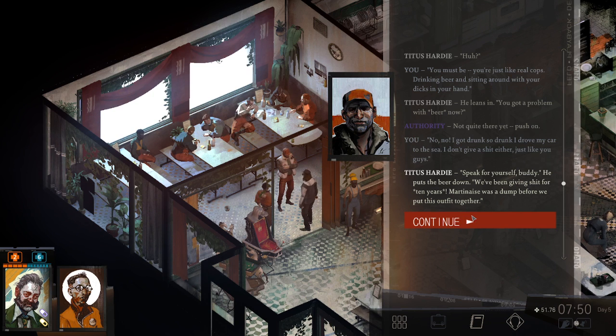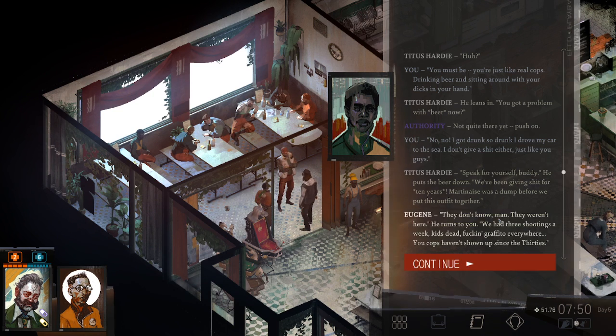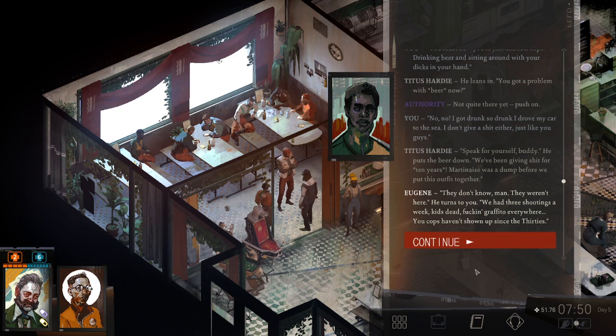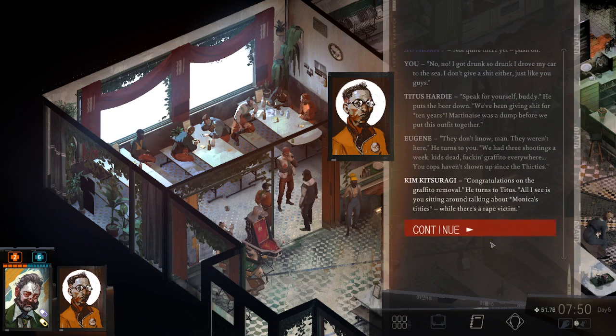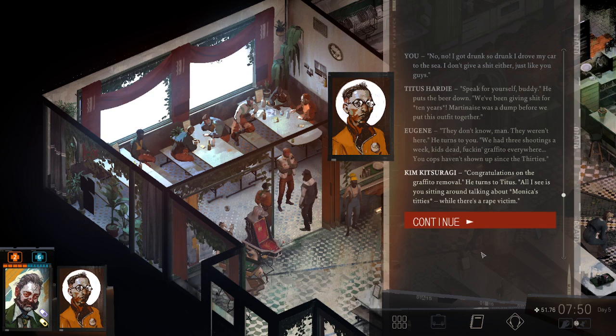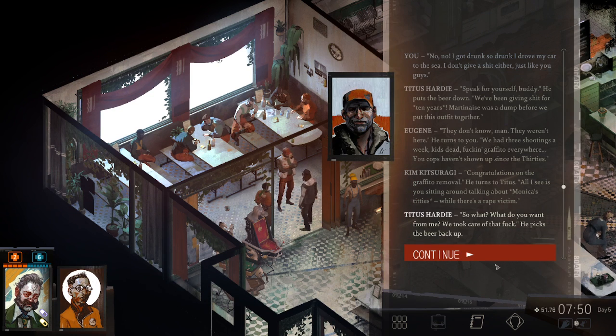Martinez was a dump before we put this outfit together. They don't know, man. They weren't here. He turns to you. We had 3 shootings a week, kids dead, graffiti everywhere. You cops haven't shown up since the 30s. Congratulations on the graffiti removal. He turns to Titus. All I see is you sitting around talking about Monica's titties while there's a rape victim. So what? What do you want from me? We took care of that fuck. He picks the beer back up.